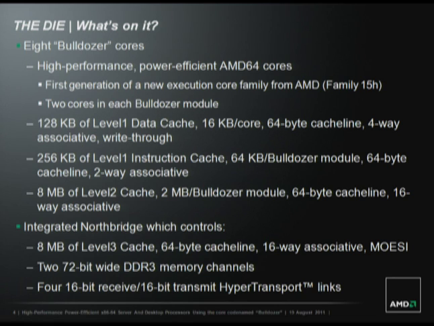The interesting thing about this core design is that the building block we build the parts out of has 2 cores in what we call a Bulldozer module. On the die, in aggregate, we have 128K of level one data cache. There's 16 kilobytes in each core. We have 256K of level one instruction cache. That's actually shared between the two cores in a module, 64K in each. There's 8 megabytes of level two cache. There's a shared 2 meg in each Bulldozer module. And then we have an integrated Northbridge with an 8 meg L3, 16-way set associative. The Northbridge controls two DDR3 memory channels with ECC and four 16-bit HyperTransport links, which are unidirectional transmit and receive.